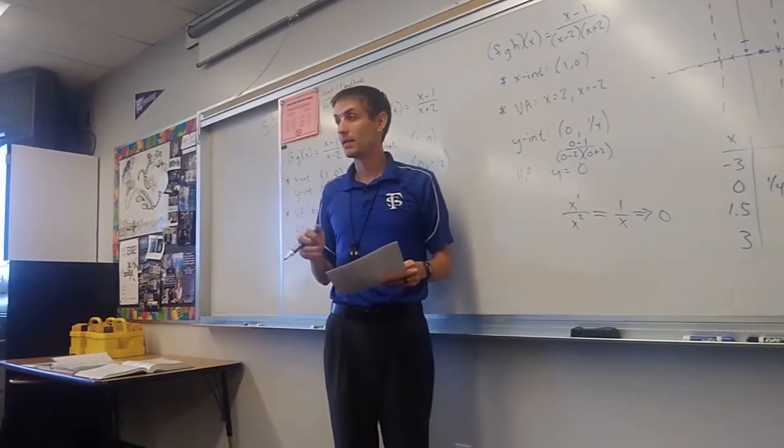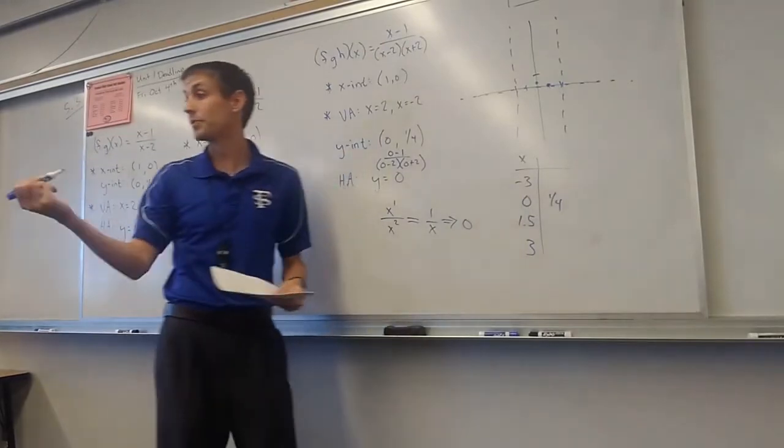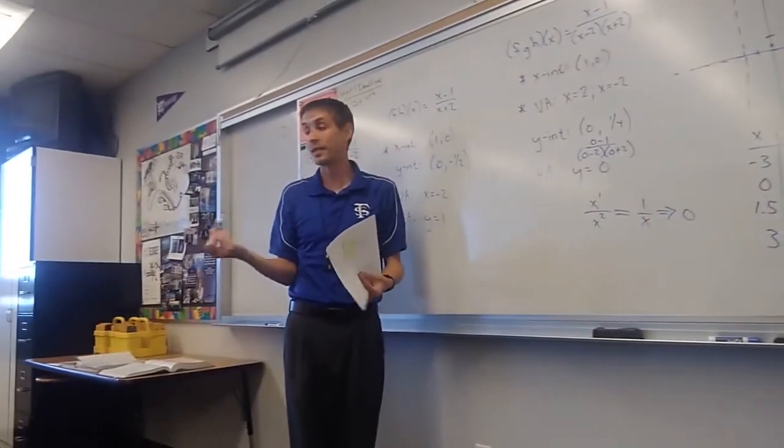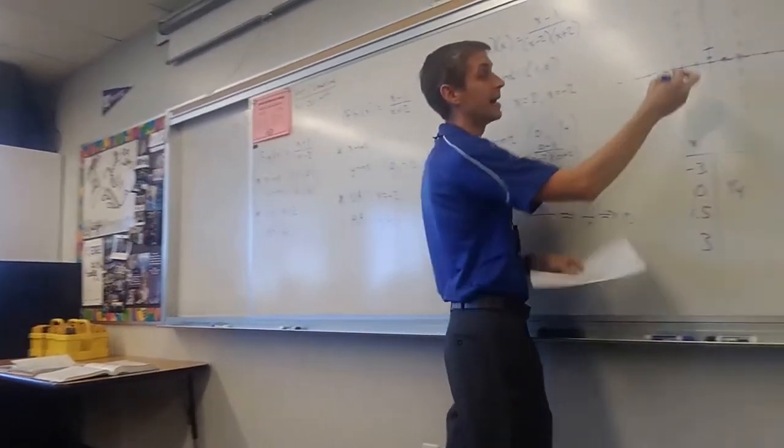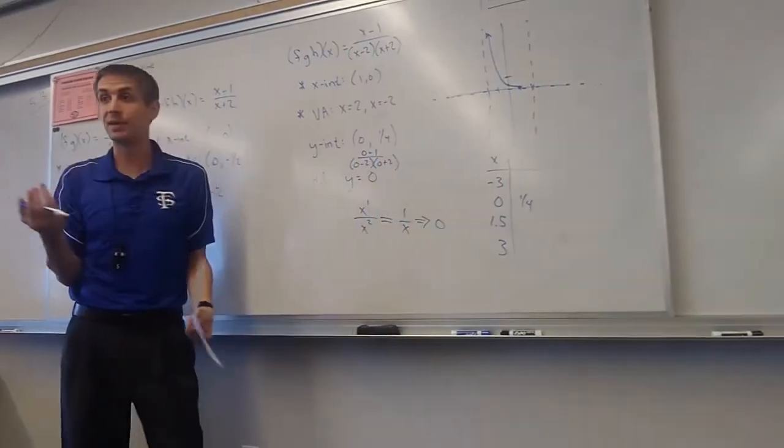Okay. So based on what we have, this piece right here, I know is going to go up on that left side and approach that vertical asymptote, because we will never, ever, ever cross that vertical asymptote. Why?